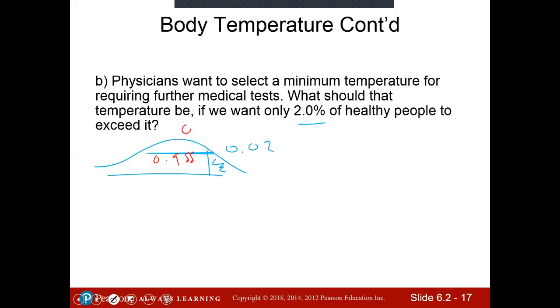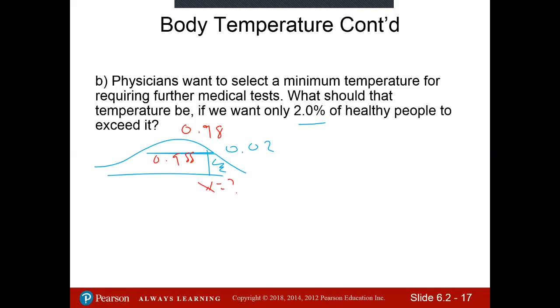Sorry, it's 0.98 like that. Okay. So now, if I use StatCrunch, I want to find that probability. The question is, what is this value, X? Now, I can use StatCrunch without converting it to a Z-score because I'm not using the table.